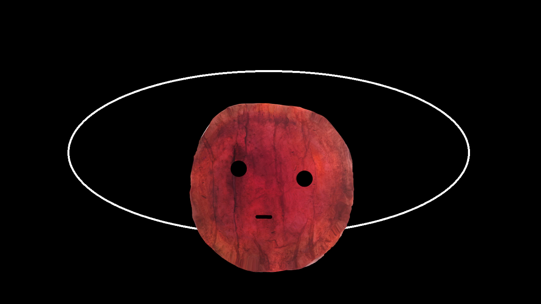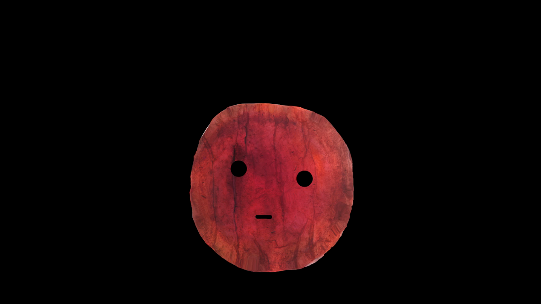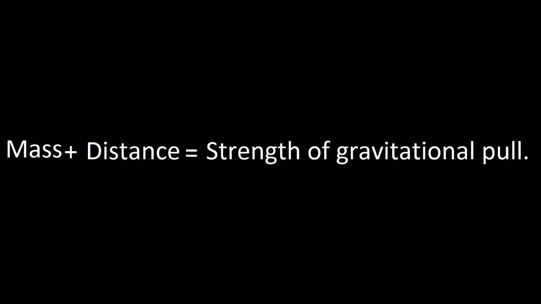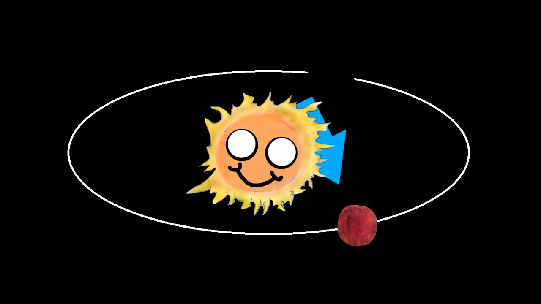Finally, Newton's fourth law relates to Kepler's third law because Newton's fourth law explains that mass plus distance equals the strength of gravitational pull. So, if the planet is further away from the sun in its elliptical orbit, the amount of gravitational pull will be less.